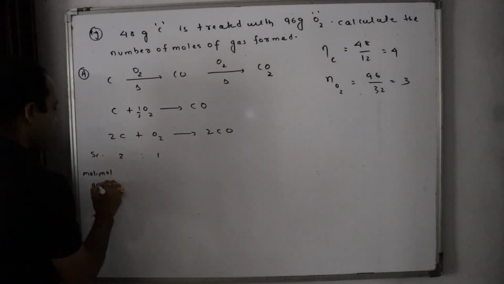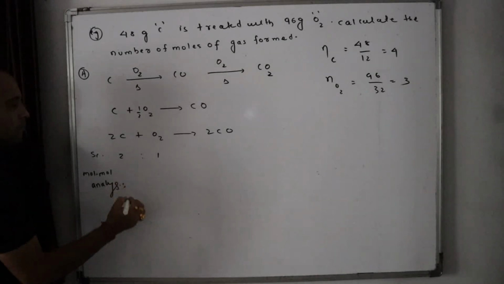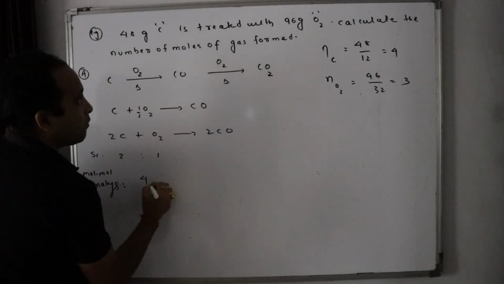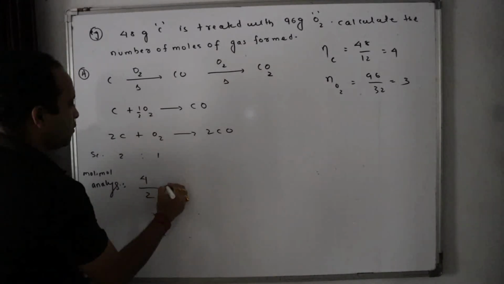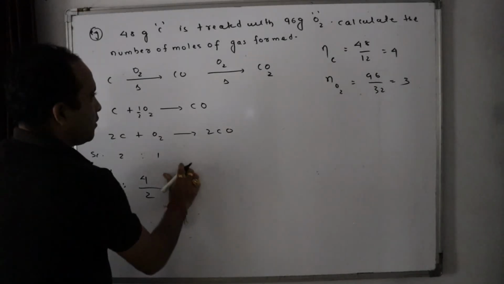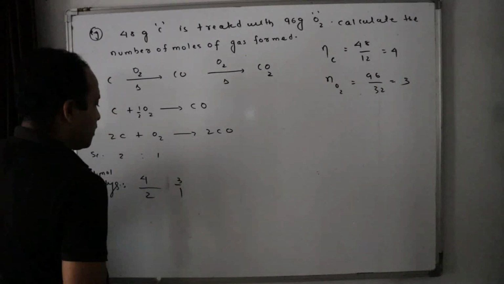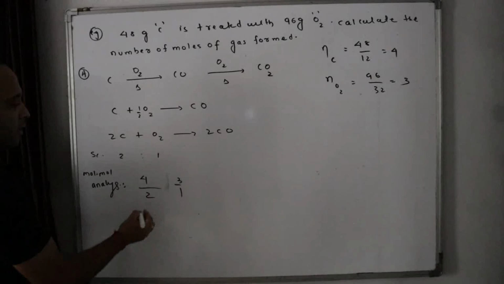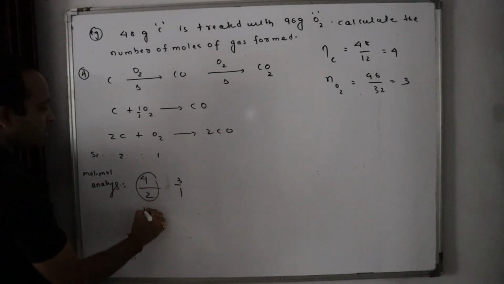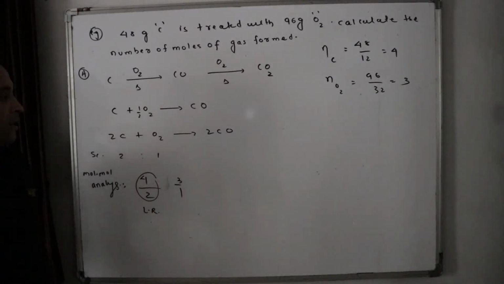Now if I go for mole analysis, what can I do? Now how many moles of carbon was taken here? 4 moles by 2 is equal to how many moles of oxygen was taken here? Oxygen 3 moles by 1. Now which is the limiting reagent? The value which will come less. This is 3, this is 2. So carbon is the limiting reagent here, isn't it?